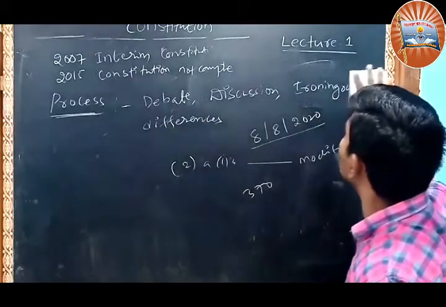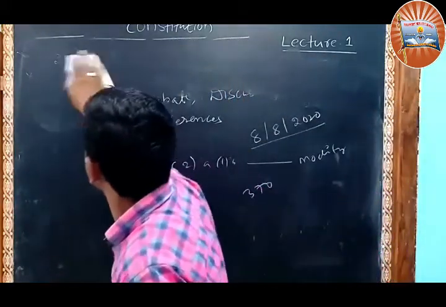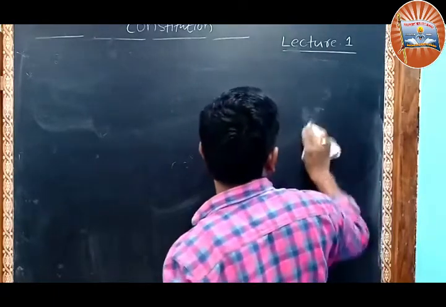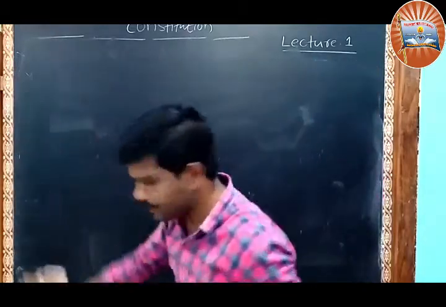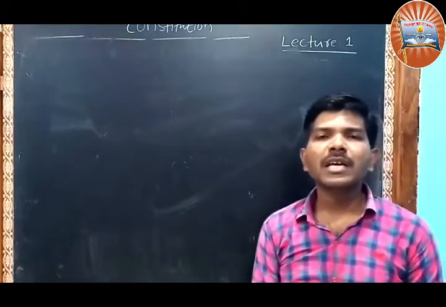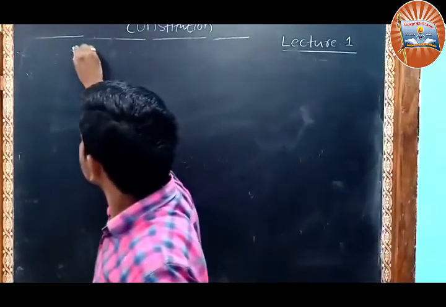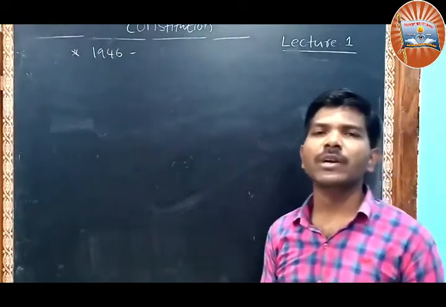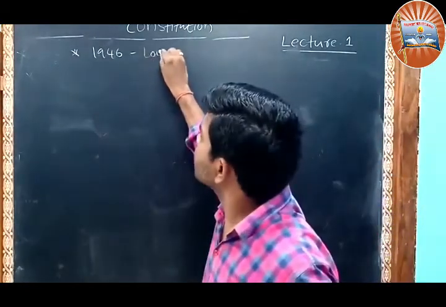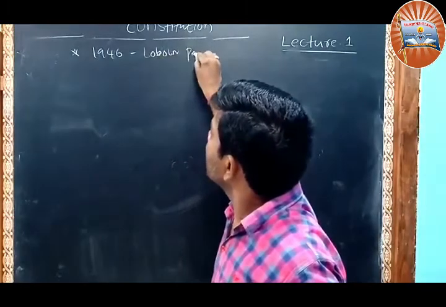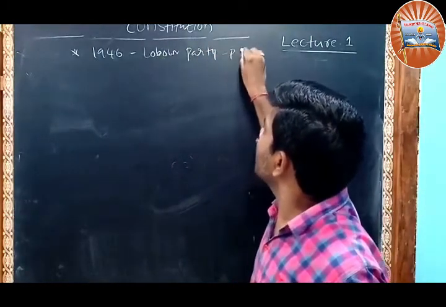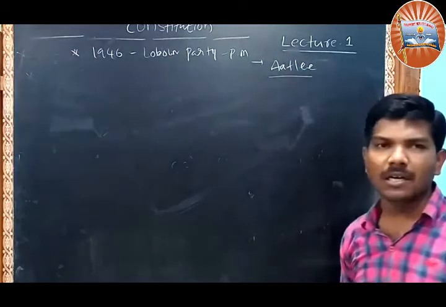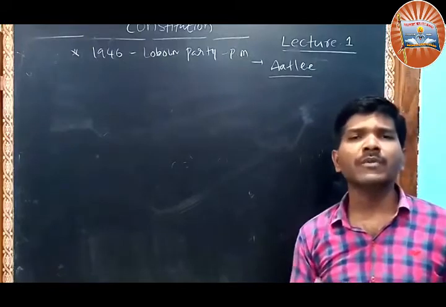Let us see now how our Indian constitution was made. Is it the same process or any other procedure? Yeah. You might have that in 1946, Britain said that we are ready to give independence. Labour Party Prime Minister, his name is Attlee. Labour Party Prime Minister Attlee said that we are ready to give independence to India.